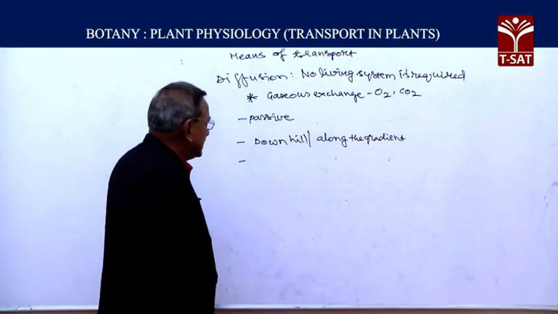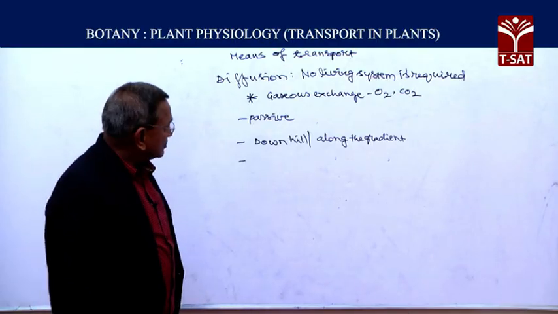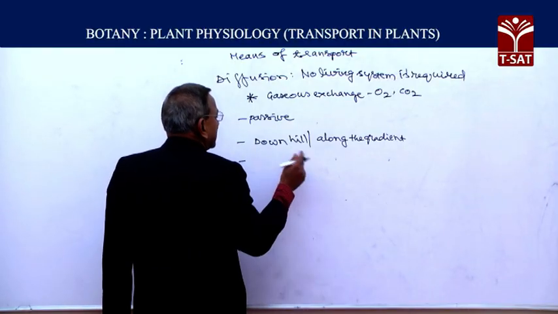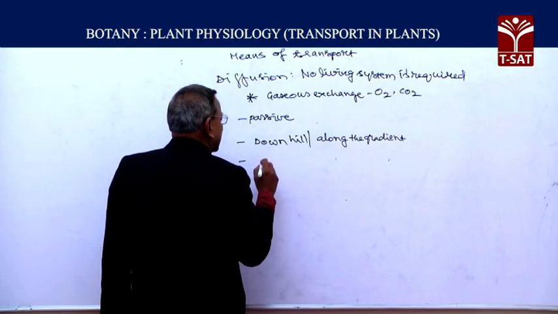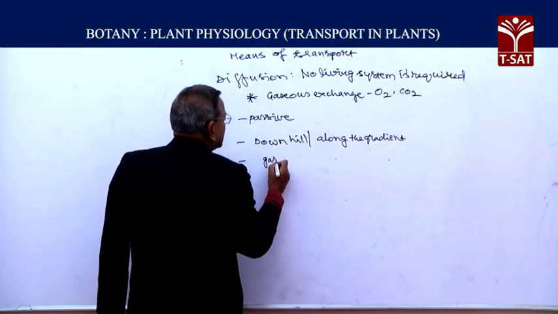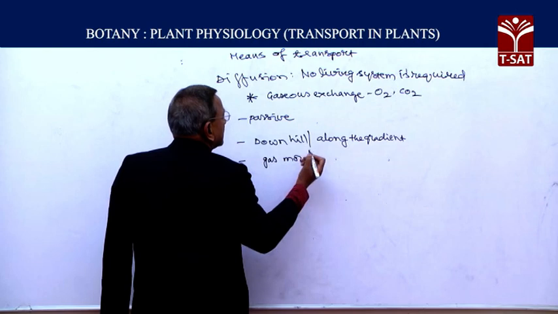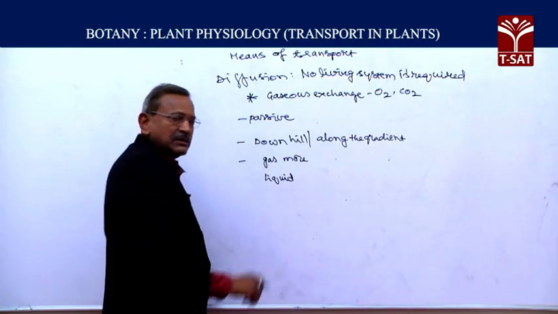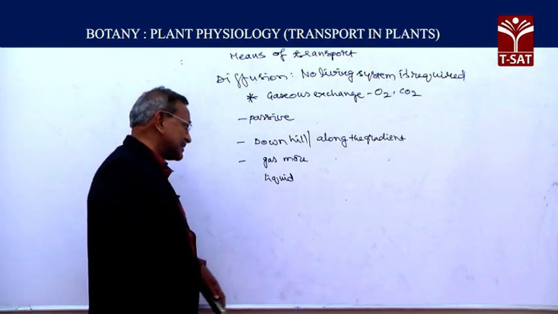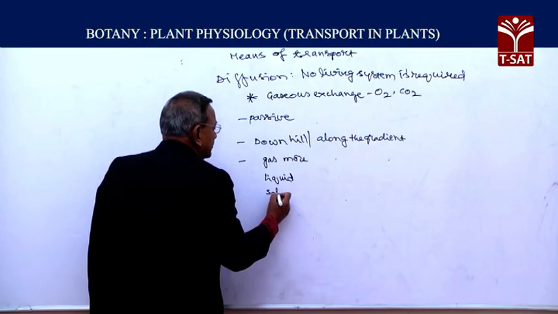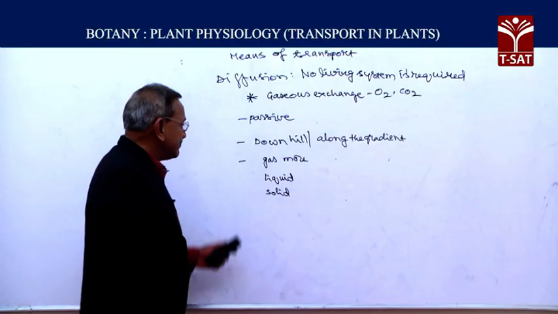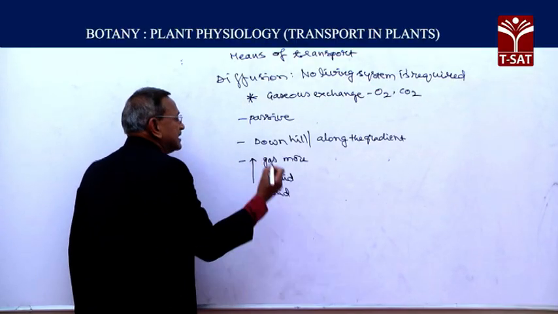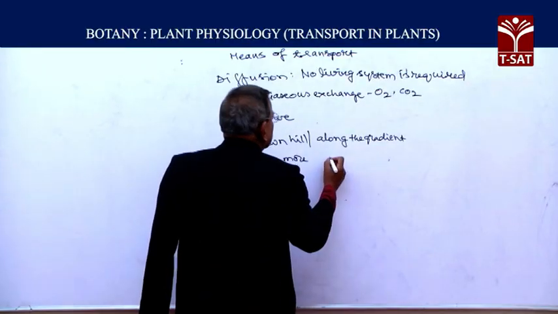This is due to the random thermal movement of atoms or molecules in the substance, and this may occur in all three states of matter. The rate of diffusion of gases is more when we compare with liquids. So diffusion of liquids is rather slow and diffusion of gases will be faster, and diffusion of solids will be slowest. So this is the increasing order of diffusion as far as the three states of matter are concerned.